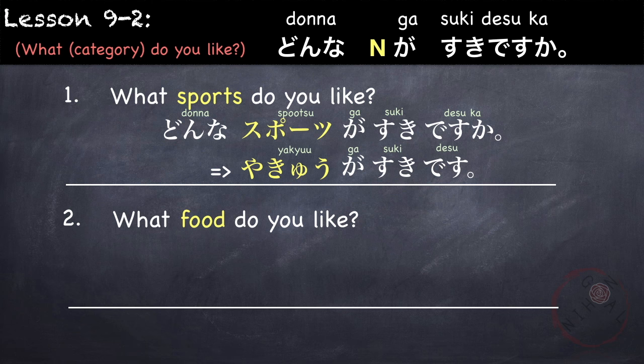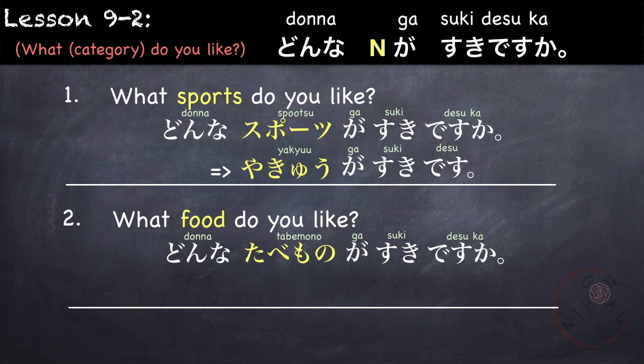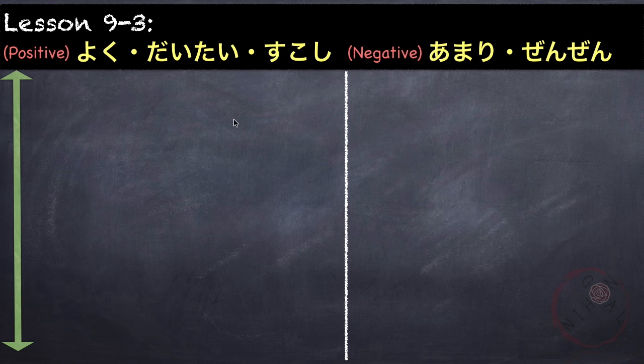Another example, what food do you like? So, it could be Italian food or Japanese food or Western food and so on. So we say, どんな food is 食べ物。どんな食べ物が好きですか? For example, I like Italian food. イタリアン料理 or イタリア料理が好きです.